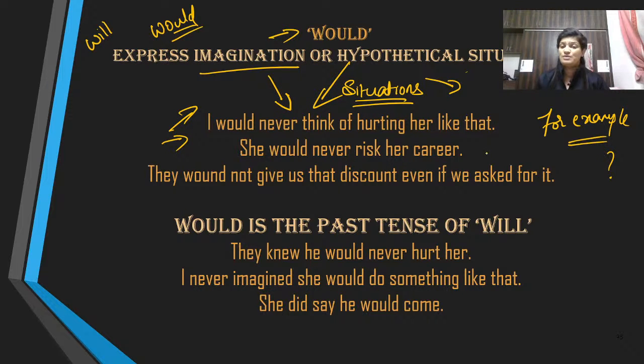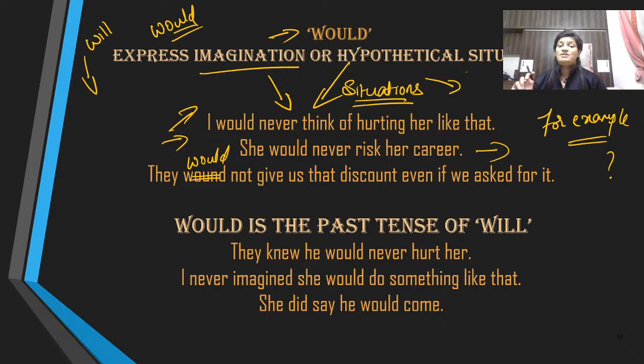Similarly, she would never risk her career. Again, something hypothetical or imagination, something that would never happen or would happen. They would not give us that discount even if we asked for it. Sorry guys, the spelling is, they would not give us. Will is present and future. Okay, let us put only future. Will is future, would is past.